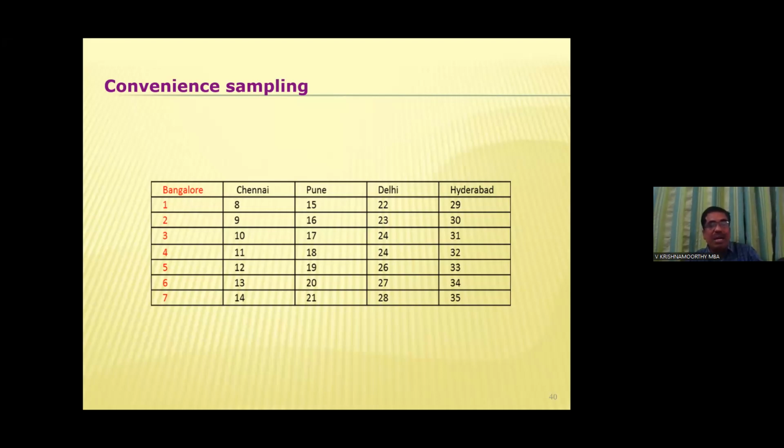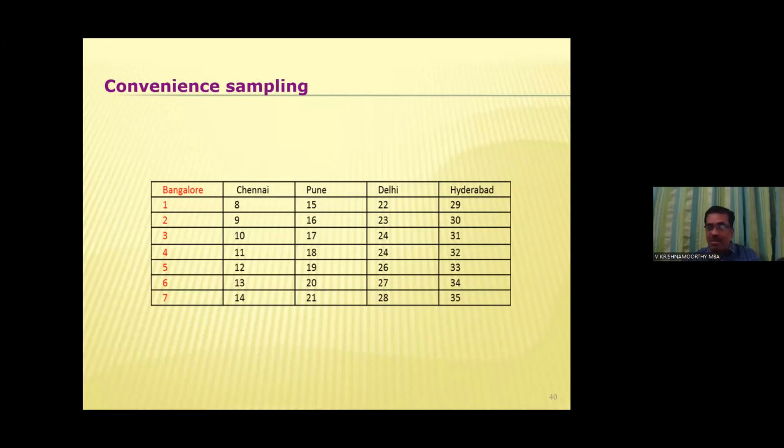Okay, so what is the drawback of convenience sampling? None of the data has been collected from Chennai, Pune, Delhi, or Hyderabad. That means it will not represent a true and fair view of the entire study population. So this is the meaning of the term. This is the interpretation. So what is convenience sampling?